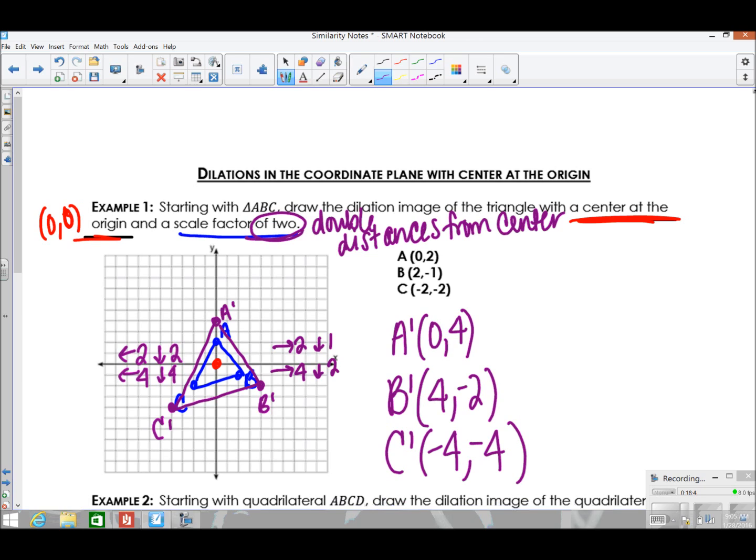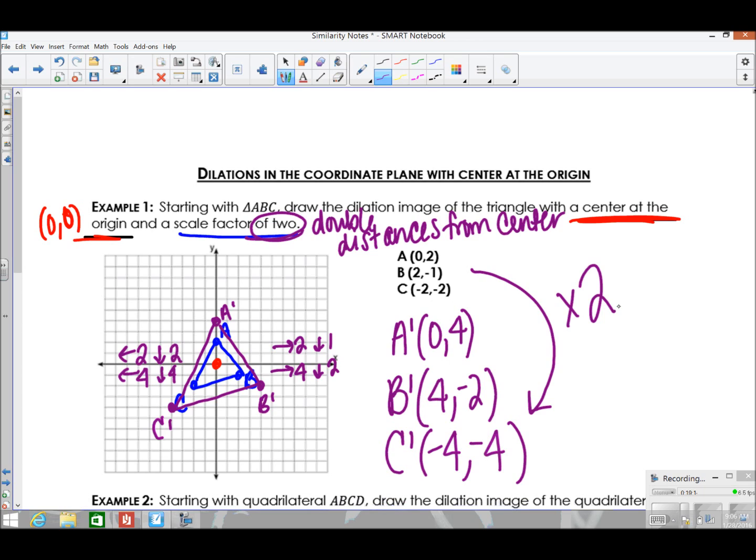And that's it. So now some of you might notice a pattern here if you look at ABC in comparison to A prime, B prime, C prime. If you look at just the coordinates, you should see a pattern. And the pattern that you should see is that really we just multiplied all the coordinates by 2. So 0, 2, I multiplied by 2 to get 0, 4. Then I took and I multiplied each of these by 2. Then I took and multiplied each of those by 2.